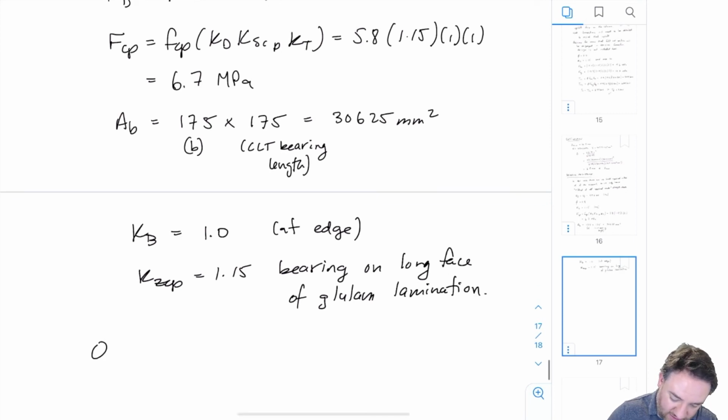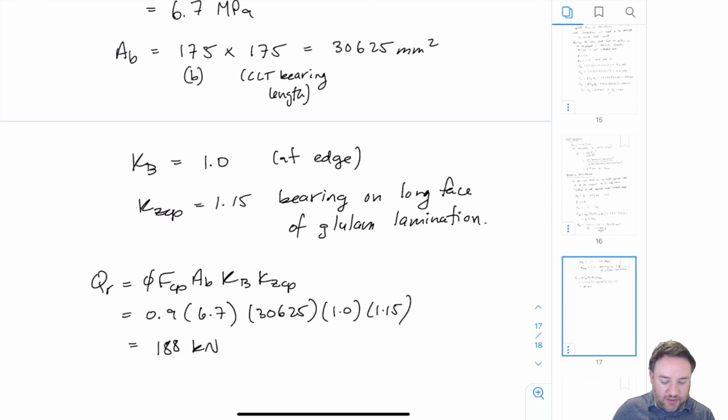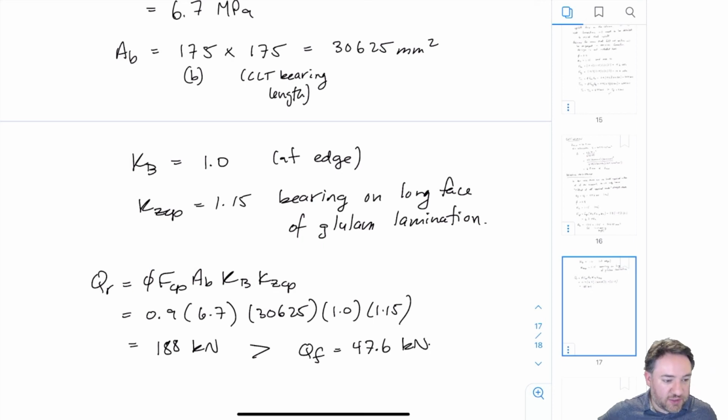Okay, so now I can calculate my QR. And I get 188 kilonewtons, which is quite a bit greater than my QF, which was 47.6 kilonewtons. So I never looked at my bearing up to now. So it's a good thing that it satisfies the criteria.